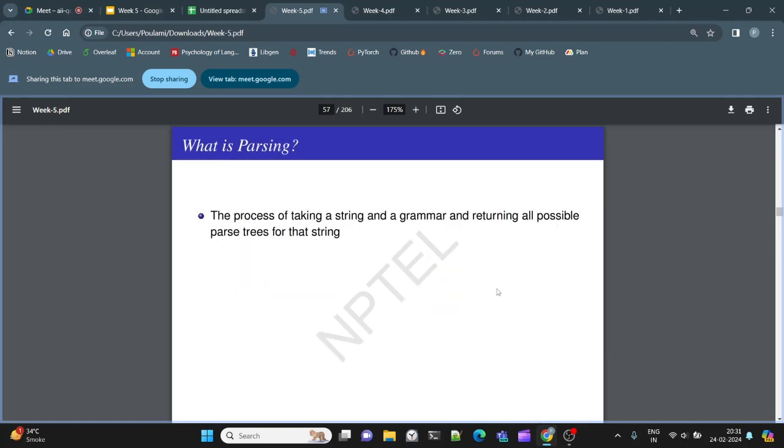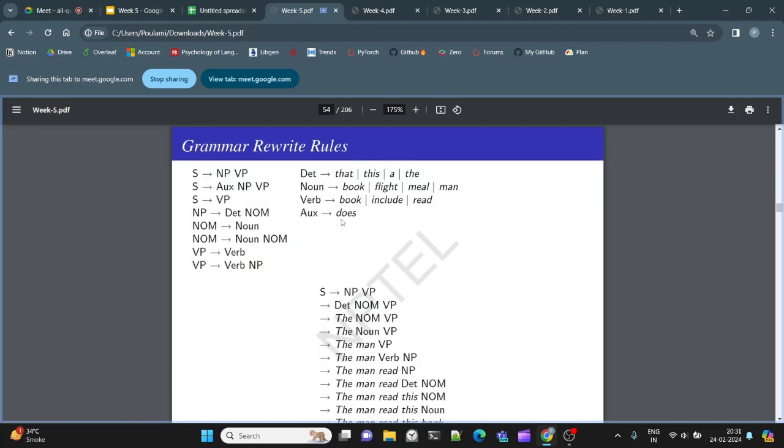Does it make sense? So here you see, this is what you're saying. A verb can be book or include or read. A noun could be book or flight or meal or man. A noun can take either of the values.